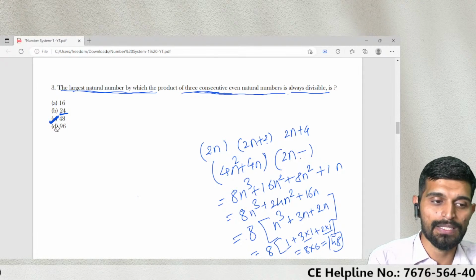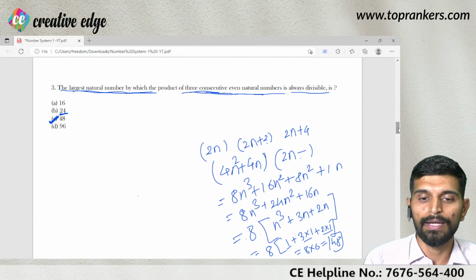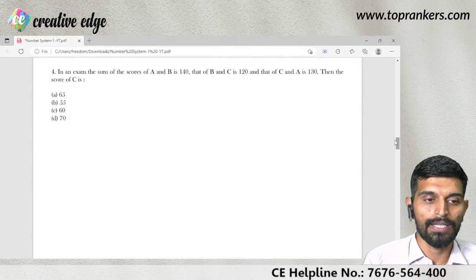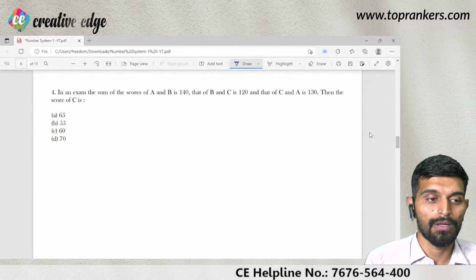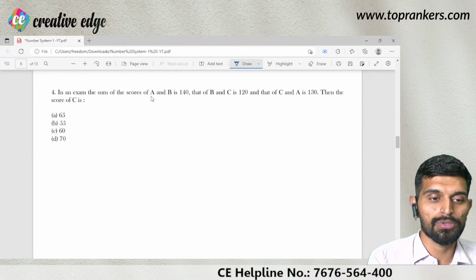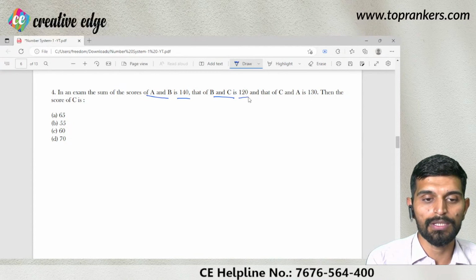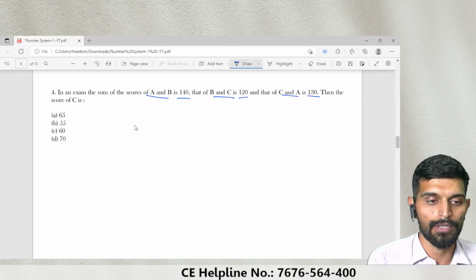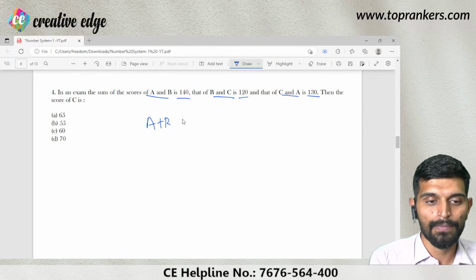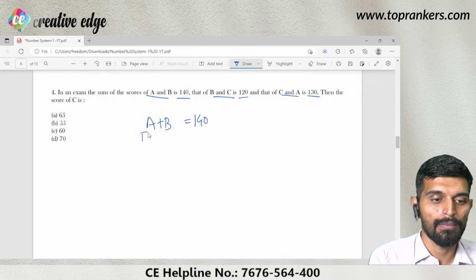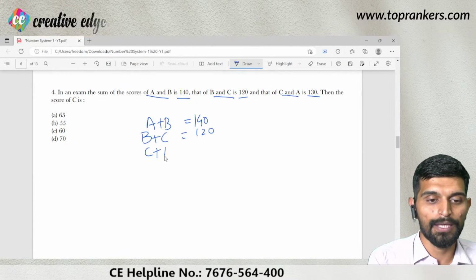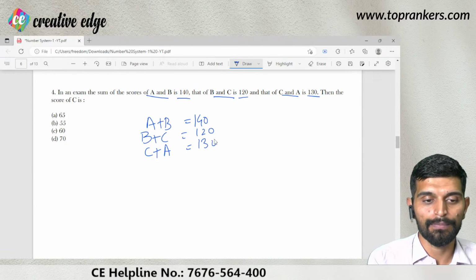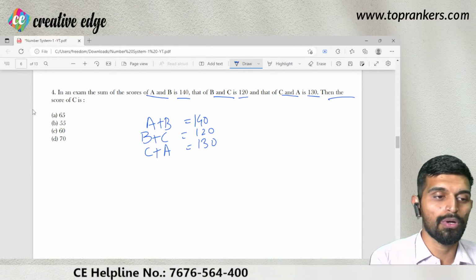So this is the maximum number that can divide. Next we have, in an exam, scores of A and B is 140, B and C is 120, C and A is 130. So A plus B is 140, B plus C is 120, C plus A is 130, and the score of C is?